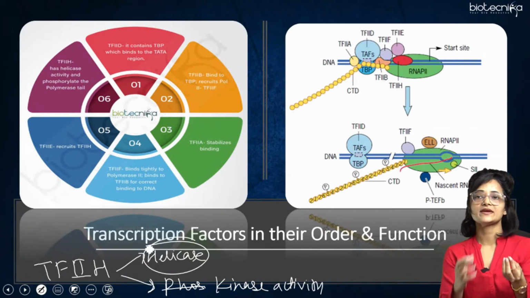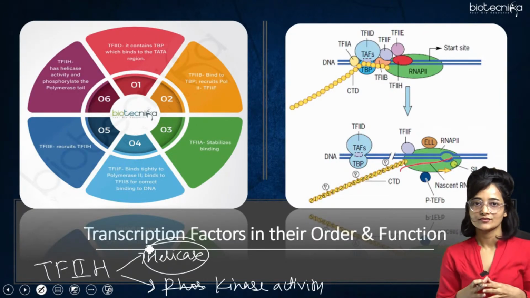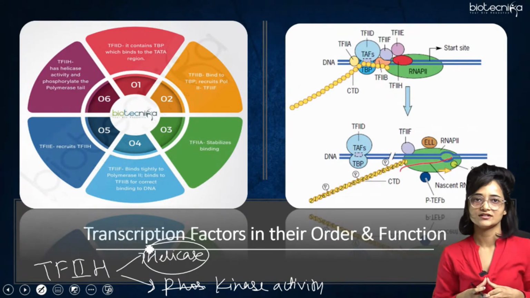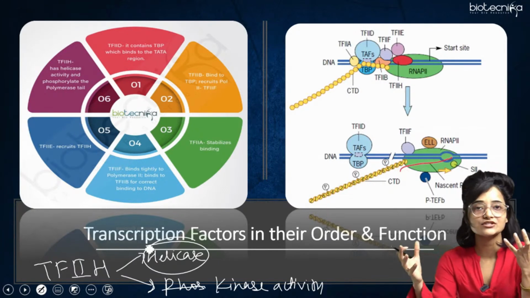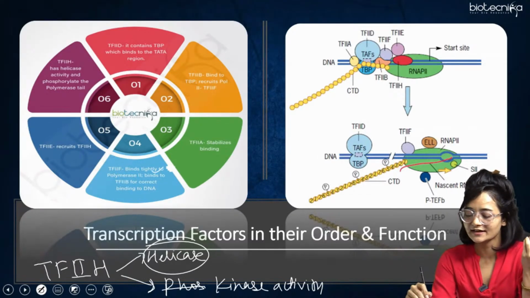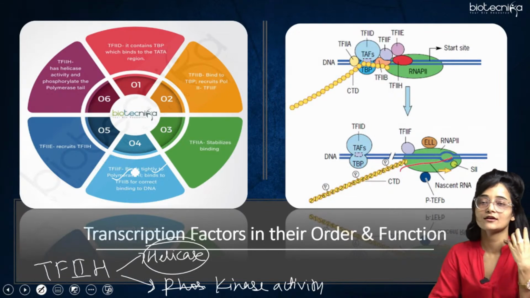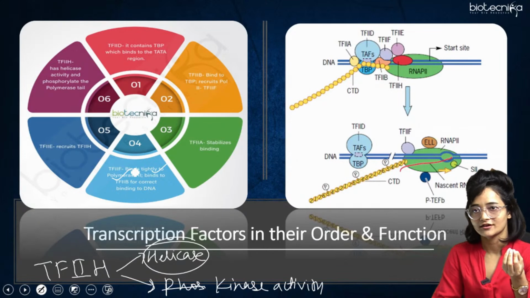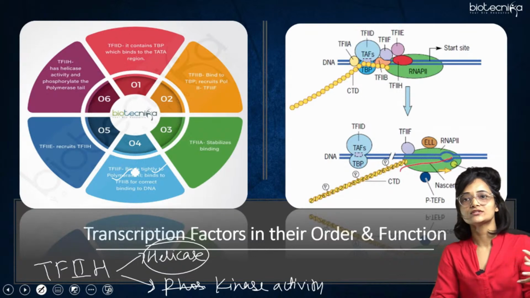TFIIH is majorly involved in unwinding the DNA for transcription to take place. Secondly is the kinase activity. One of the major functions of TFIIF is that it binds tightly to the polymerase. RNA polymerase itself is not able to recognize the promoter region, so help is required from outside, and this help is provided by TFIIF. After TFIIF, TFIIE is recruited, and TFIIE recruits TFIIH.